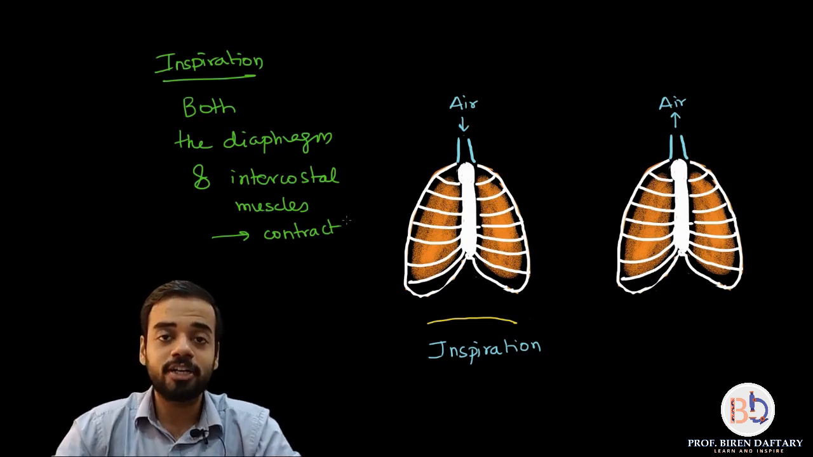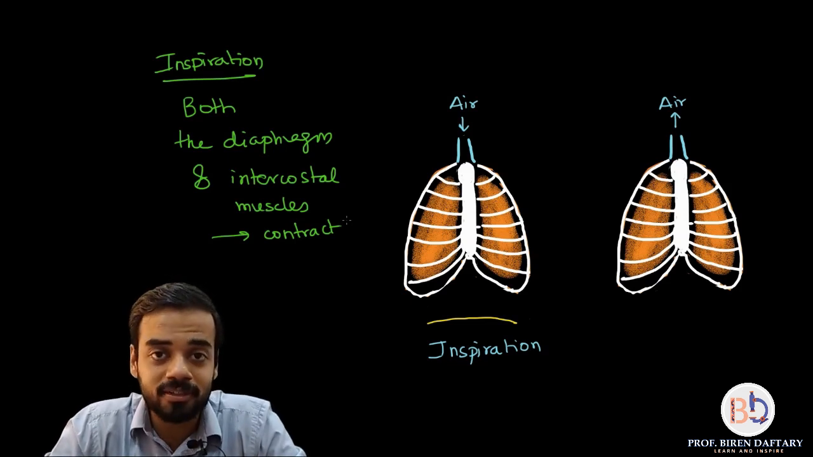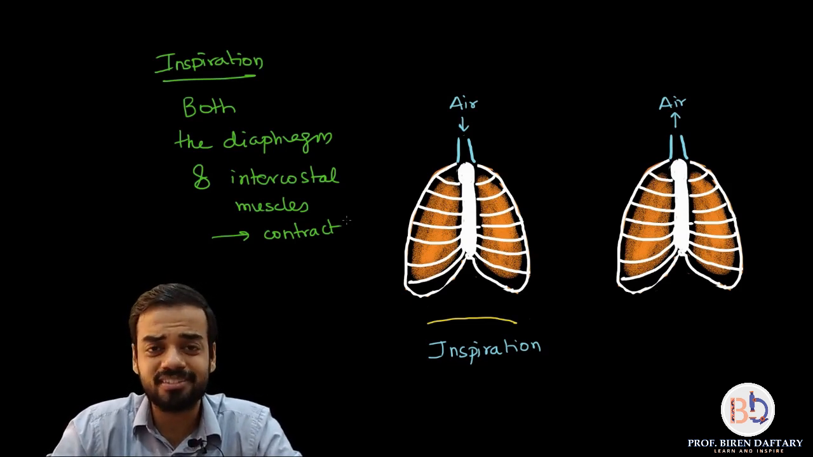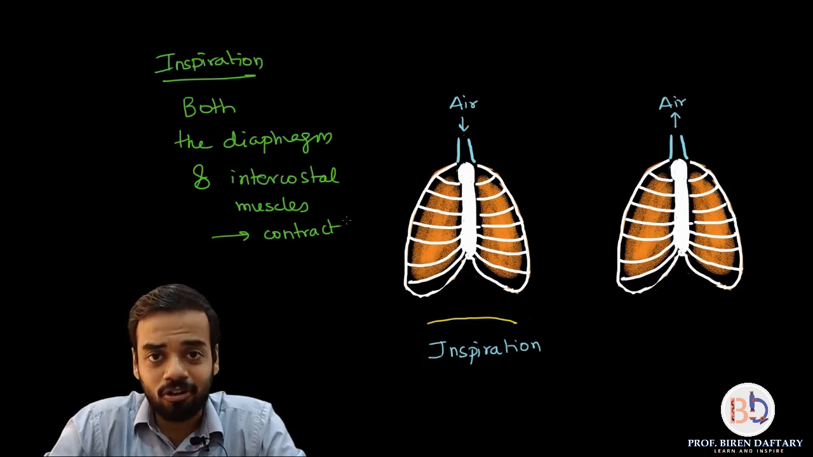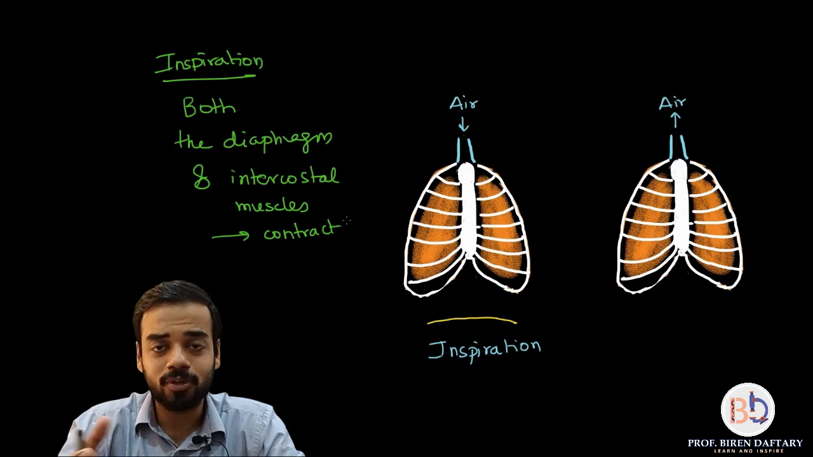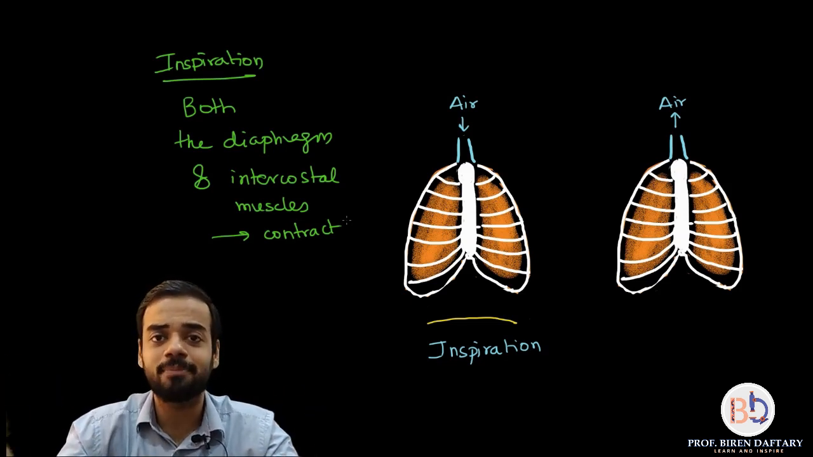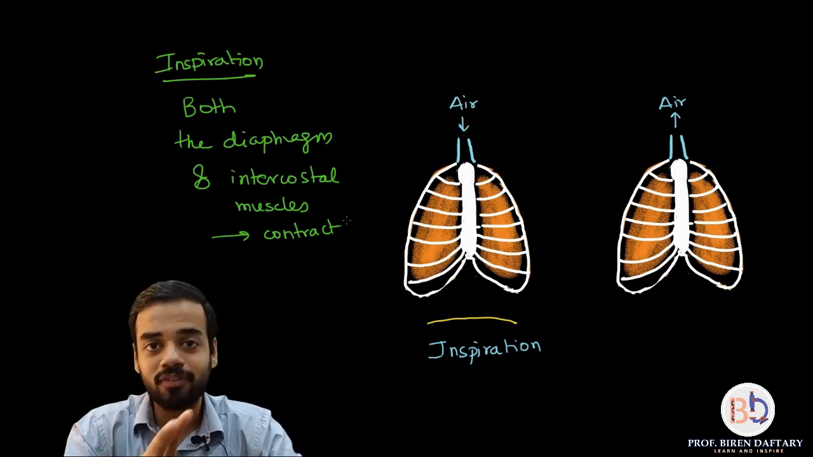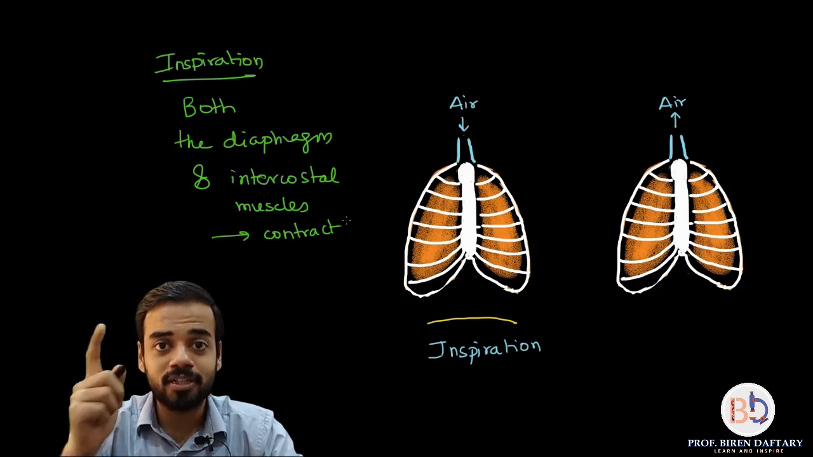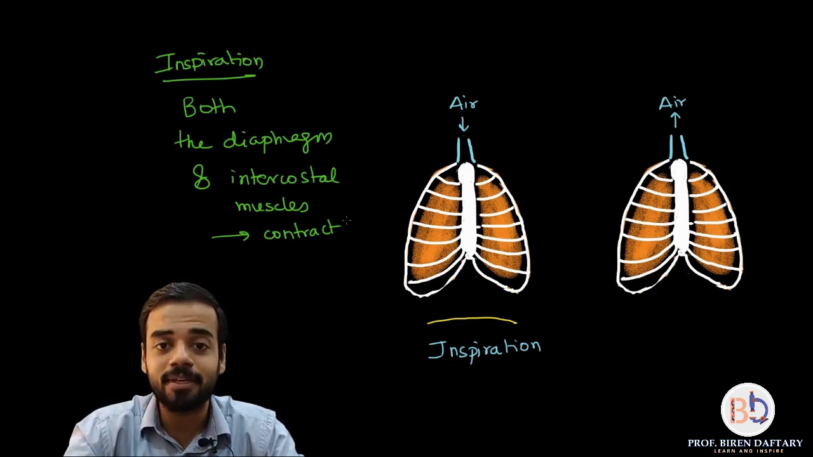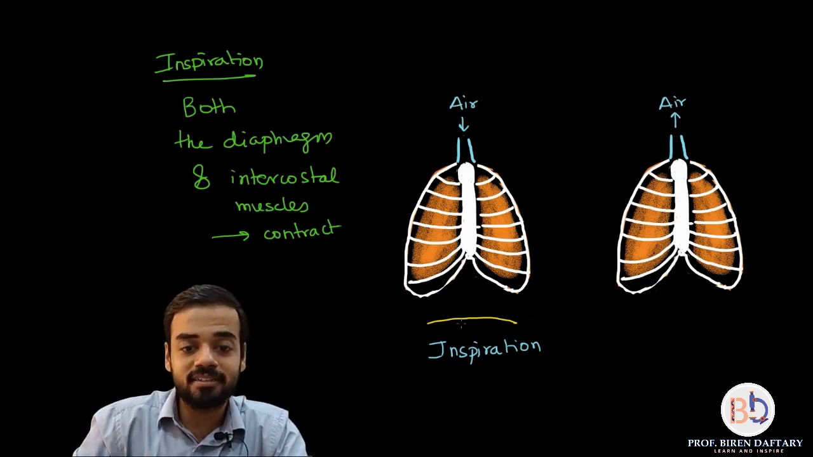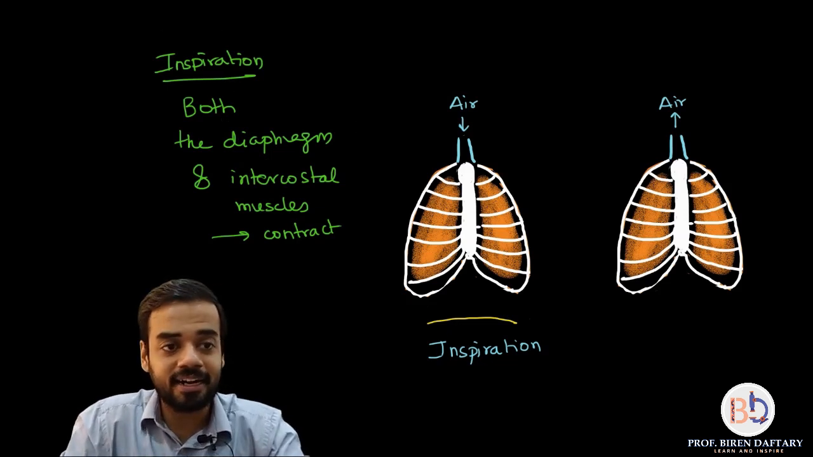So why do you think ATP is getting used up in this process? Very common sense, very simple. The muscles are contracting, right? So for contracting the muscles you require ATP. Contraction of muscles requires ATP, relaxation of muscles does not require ATP, so that is a passive process. Since you are contracting two different types of muscles, the diaphragm and the intercostals, you are requiring ATP, and that is why inspiration is an active process.